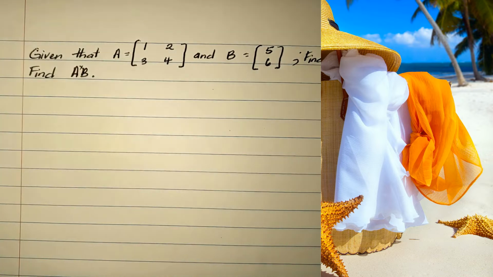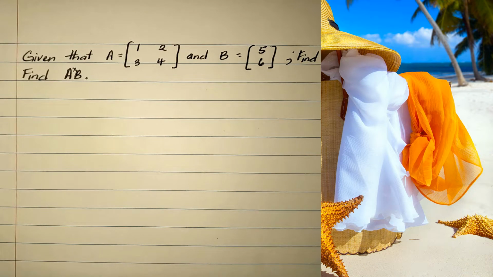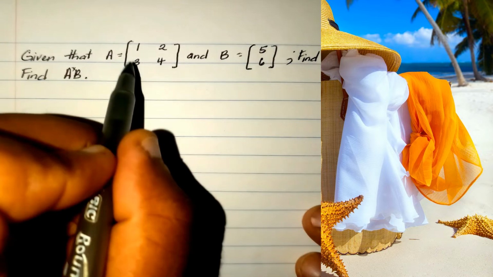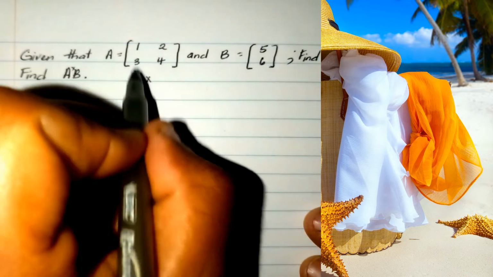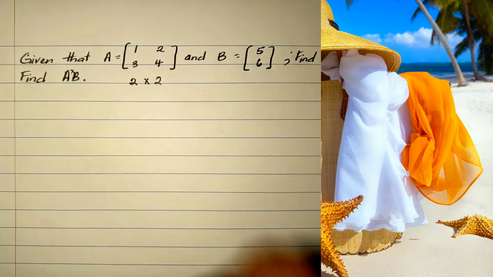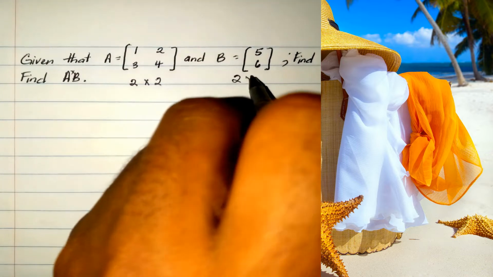So once you see them hitch up, you know they multiply together. Before we multiply matrices, you want to check to see that they're conformable. You remember what conformable means from previous videos? You need to check the order to make sure that multiplication can work. The order for A, number of rows by columns: it has 2 rows and 2 columns, so A is a 2 by 2 matrix. Let's look at B. It has 2 rows and 1 column, so it's a 2 by 1 matrix.